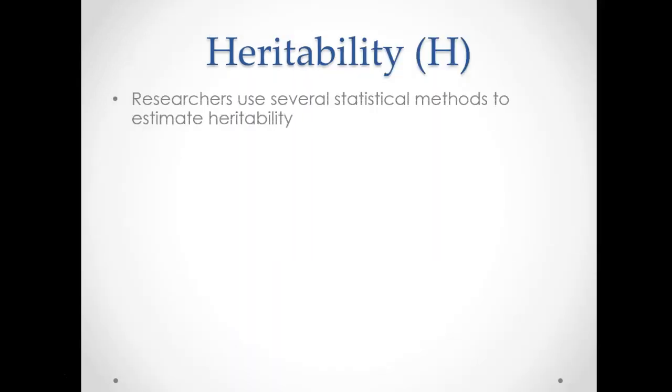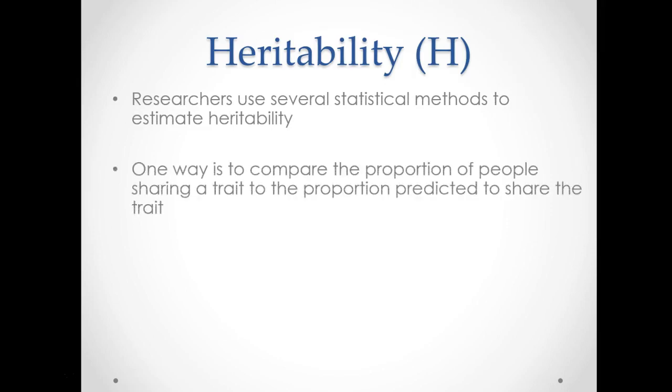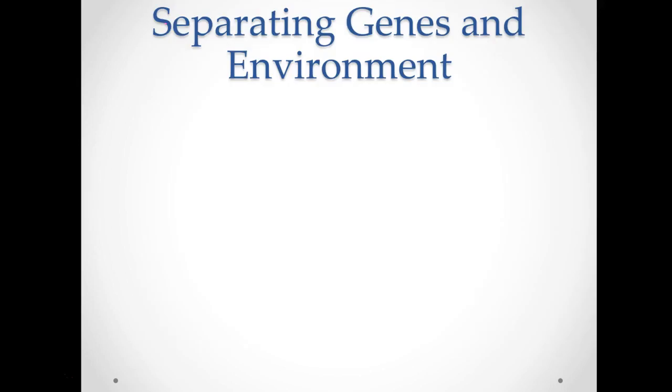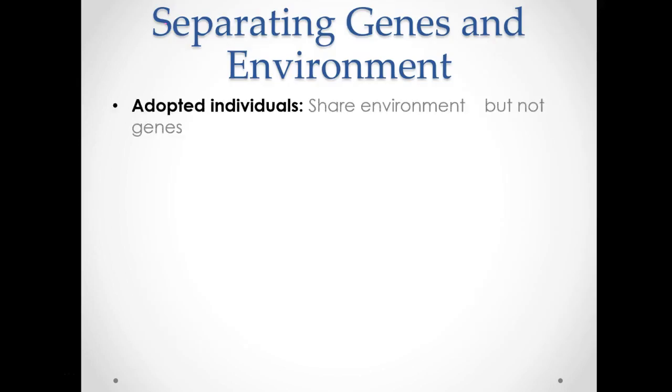So how do you figure this out? How can we statistically estimate heritability? One way we can do this is compare different populations of people. People who share the trait to the number of people who we think should share the trait. And the expected proportion is derived by knowing the blood relationships of the individual. So all of this goes into twin studies.